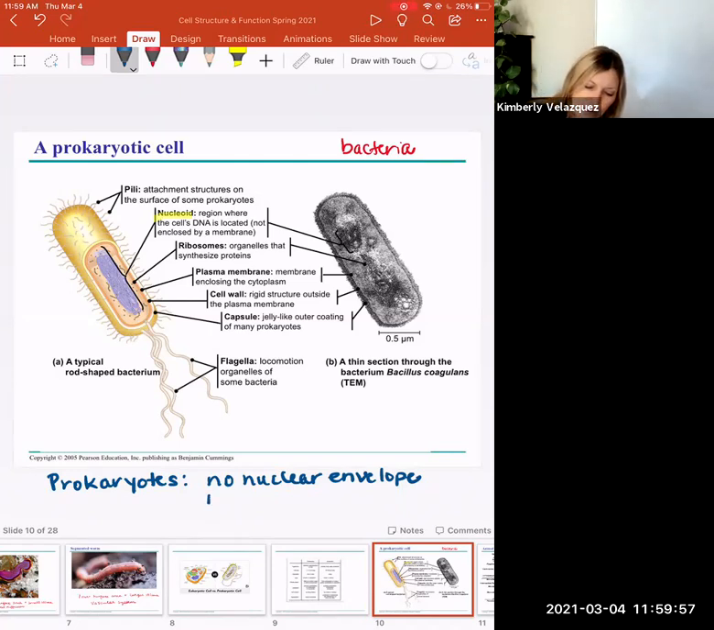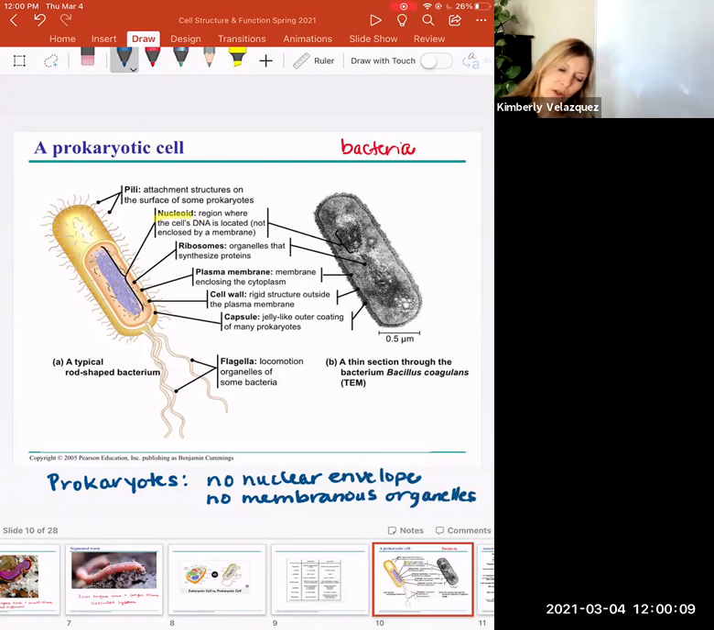Also, no membranous organelles. Organelle means tiny organs. Okay, so when we look at the more complex eukaryotic cells, you're going to see a lot of organelles made of membrane. So they're called membranous organelles. Prokaryotes don't have membranous organelles.